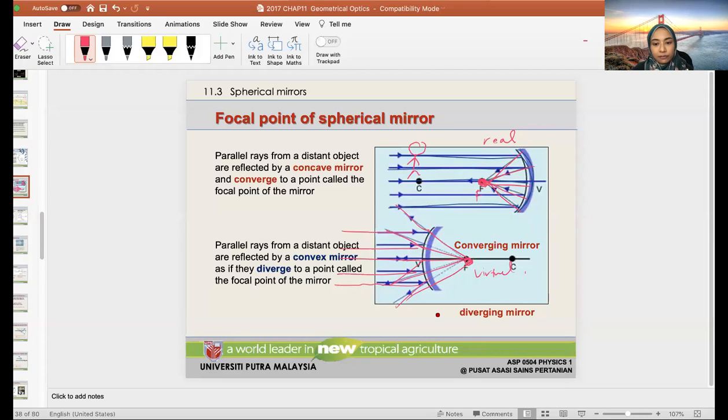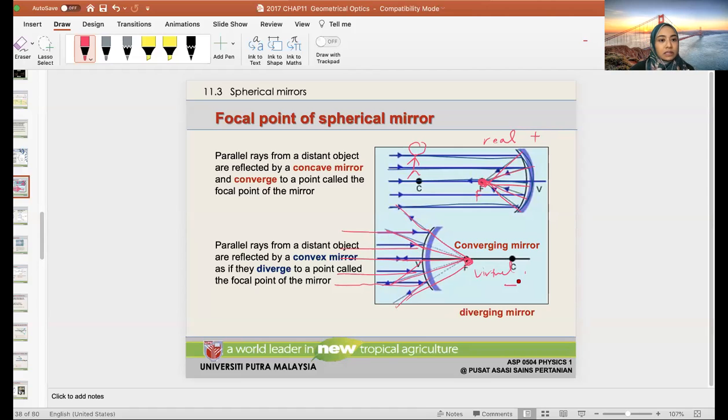If I have a focal point in the virtual place, I can't say dimension, that will be too sci-fi. If I have a focal point in a place where I can't reach it, I can't touch it, it's virtual. If the focal point is in front of the mirror, in the same place as me, it's called real. So a real focal point is positive, a virtual focal point is negative.